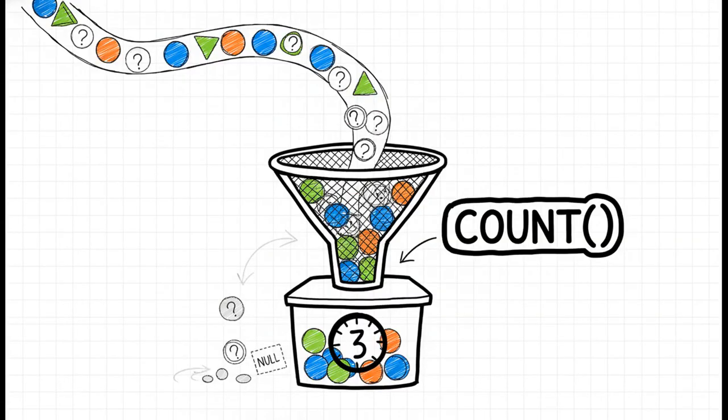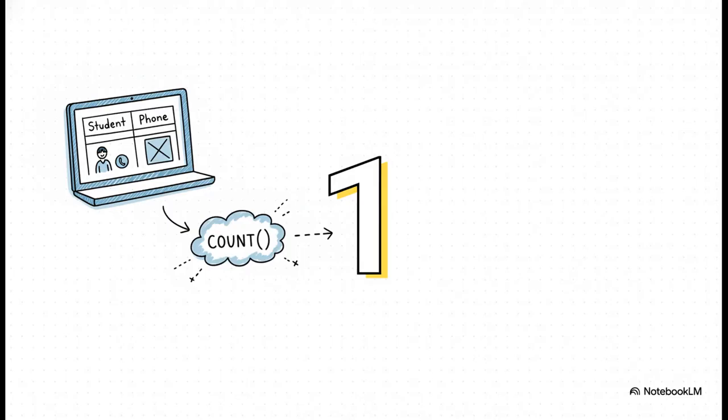Okay, here's a quick pro tip that builds right on this idea. When you use functions that do math on a column, like count, they're designed to only work with values they actually know. So what do they do? They just automatically ignore any nulls they come across. So if we go back to our little student table and run count phone, what do you think we'd get? Yep, the answer is 1. The function only counts Rahul's number because Priya's is null, and it just skips right over that unknown value.